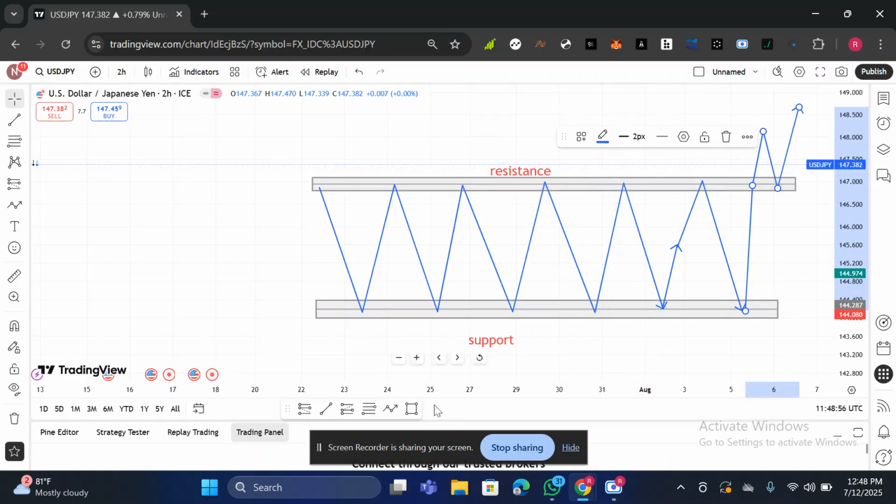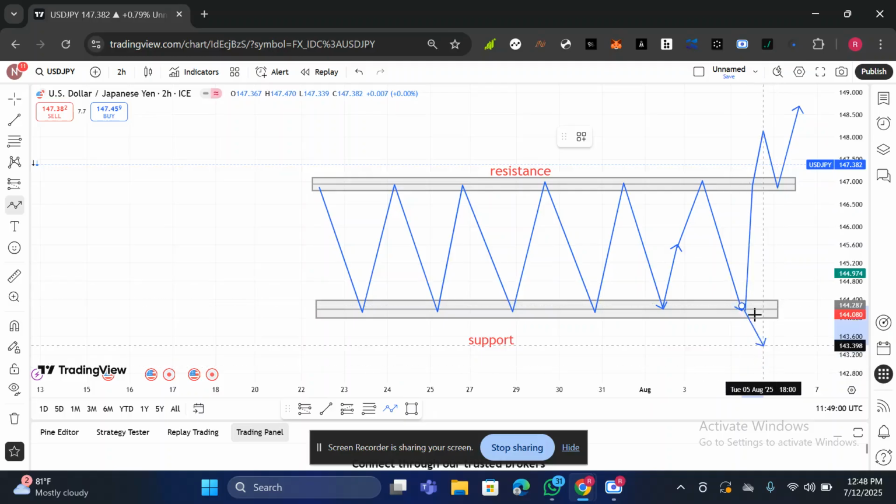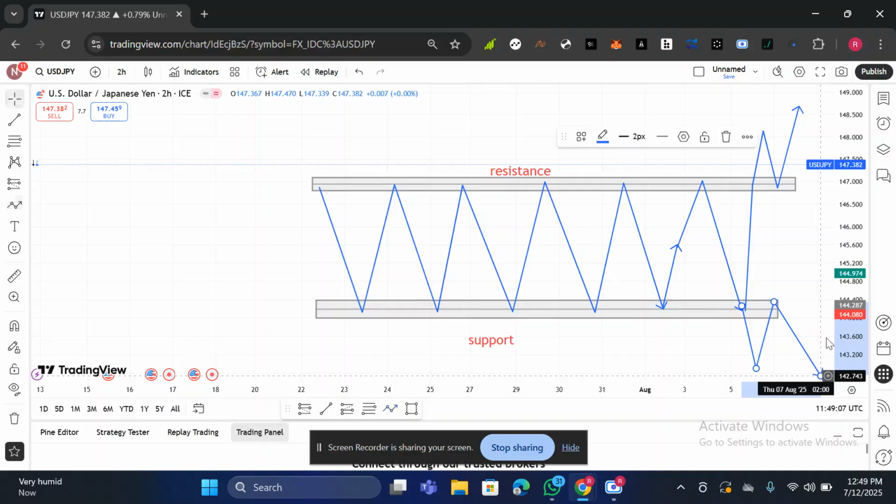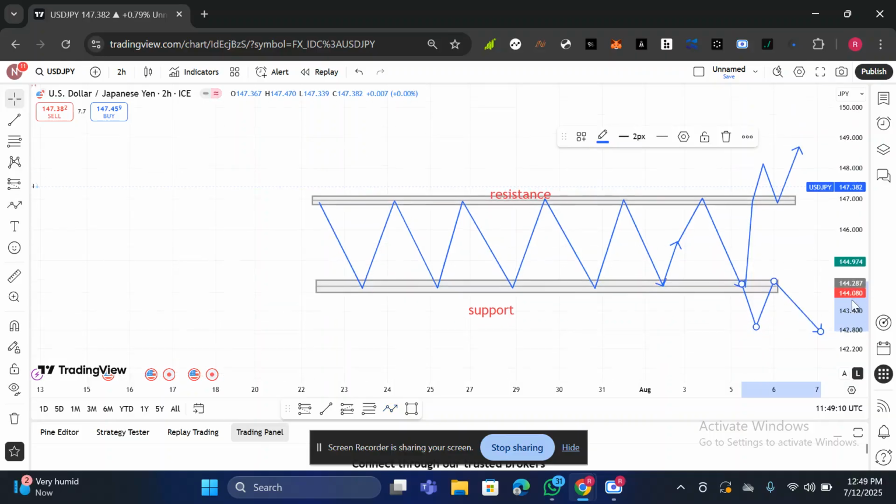The same thing is applicable to the resistance level. If I find the market breaks the support level, then it reacts back at that support level and then drops to the downside. Hope you understand. These two ways can easily happen.